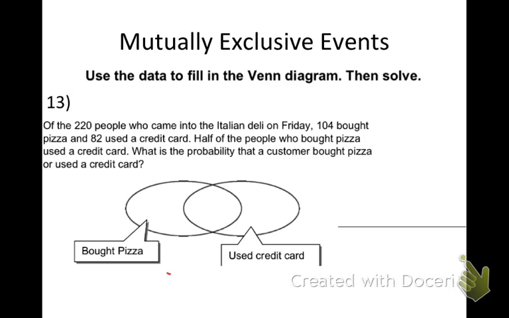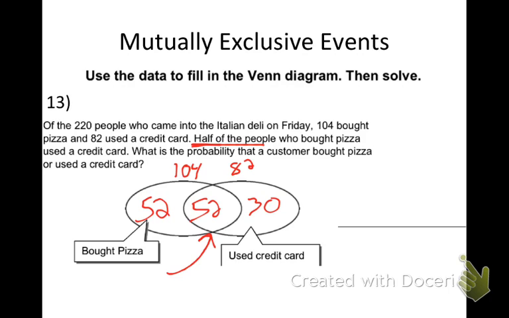First off, how many people bought pizza and used a credit card? How many people used both? 52. And again, how do we get that? Because the key was right there. Half of the people who bought pizza used a credit card, so we cut that in half. Well, I know 104 bought pizza. 82 used a credit card. So how many people just bought pizza and paid cash? 52. Well, how many people used a credit card and didn't buy pizza? So they used a credit card and bought a sandwich. 30.